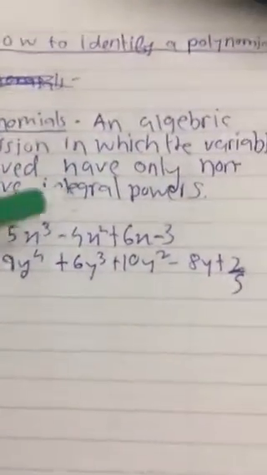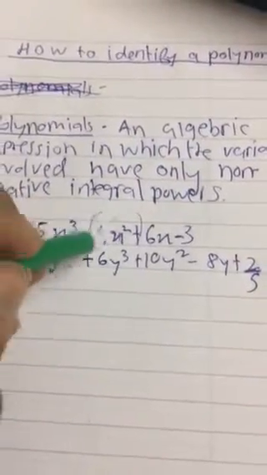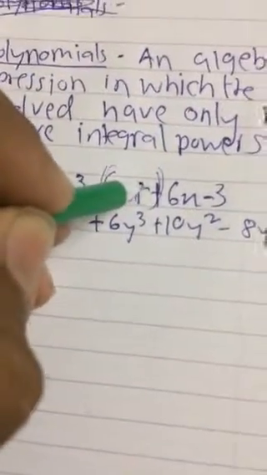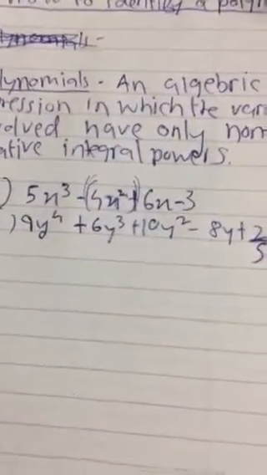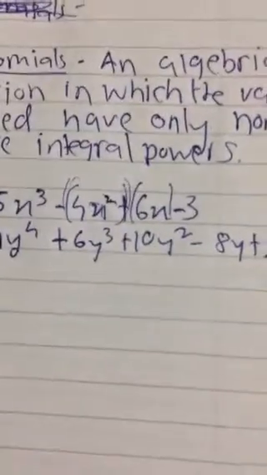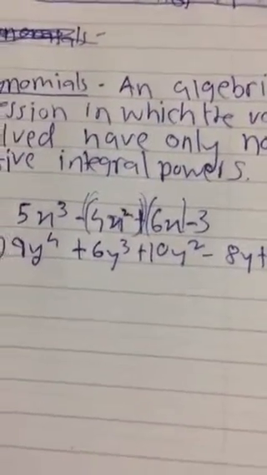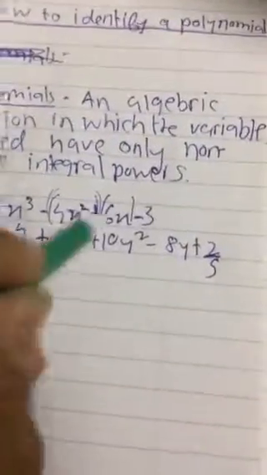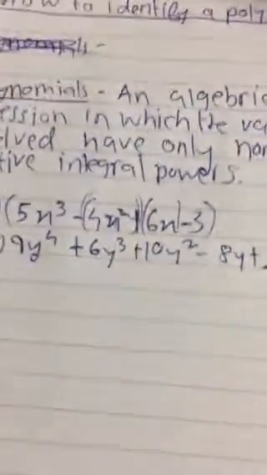Then is 4x squared. Do not consider the minus sign, just consider this one. Again the power of x is 2. 2 is a non-negative integral power, so 4x squared is also a polynomial. Again 6x, I can write as 6x to the power 1. So this is also a non-negative integral power, so we can say that 6x is also a polynomial. Thus the full expression 5x cubed minus 4x squared plus 6x minus 3 is a polynomial.